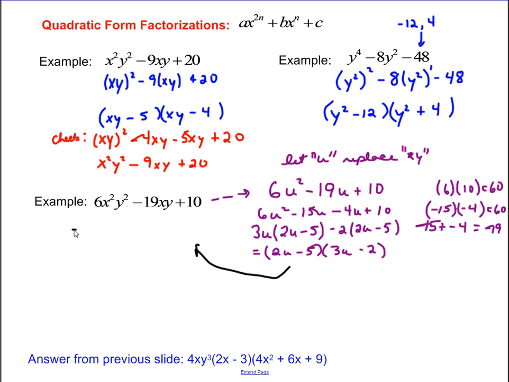And that's good for us because in our polynomial now, we can think of this as being 2xy minus 5 times 3xy minus 2.